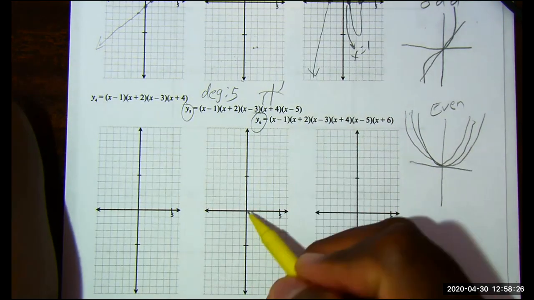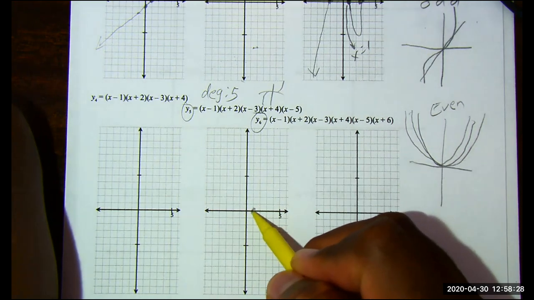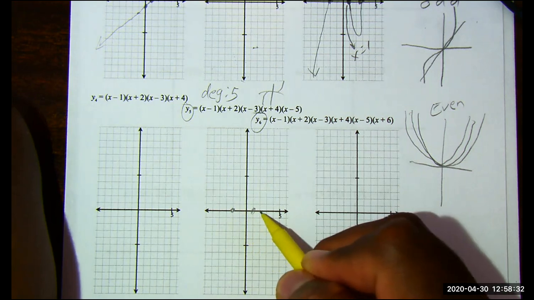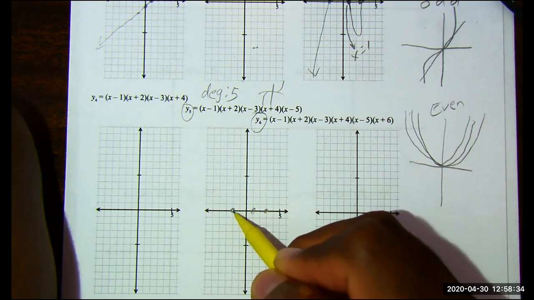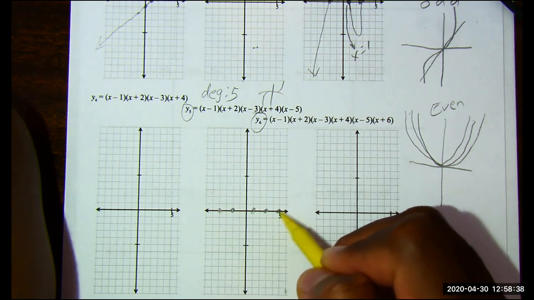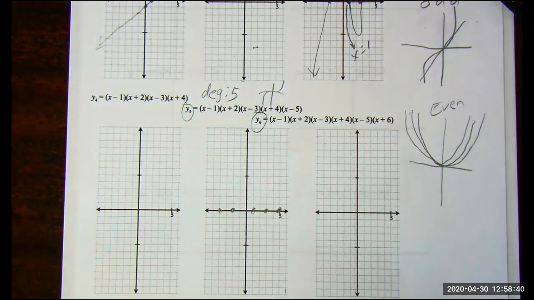Let me plot my roots. +1, -2, +3, -4, +5. I'm going to go ahead and get my y-intercept since I'm here anyway.